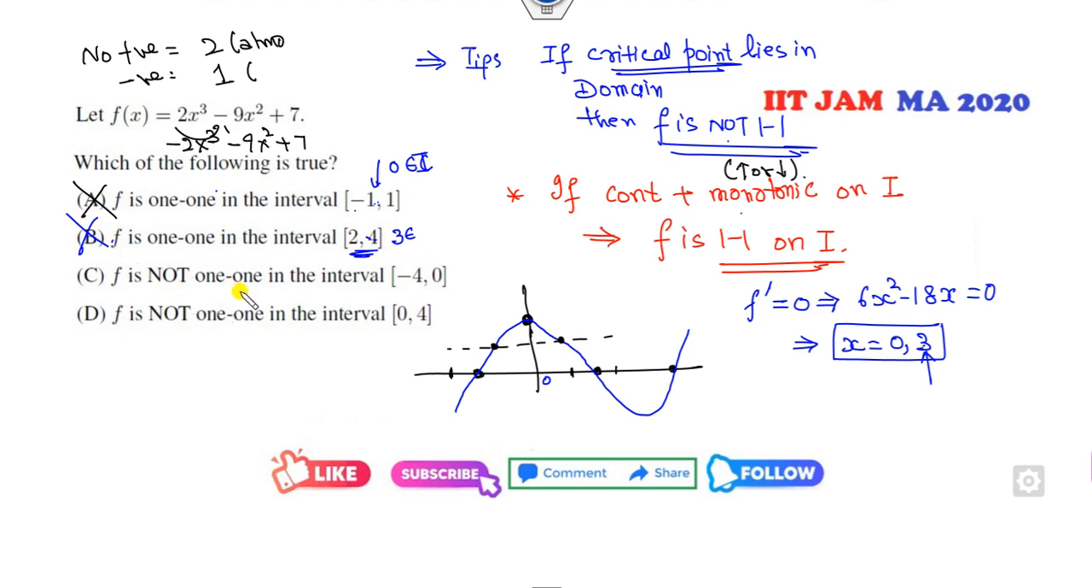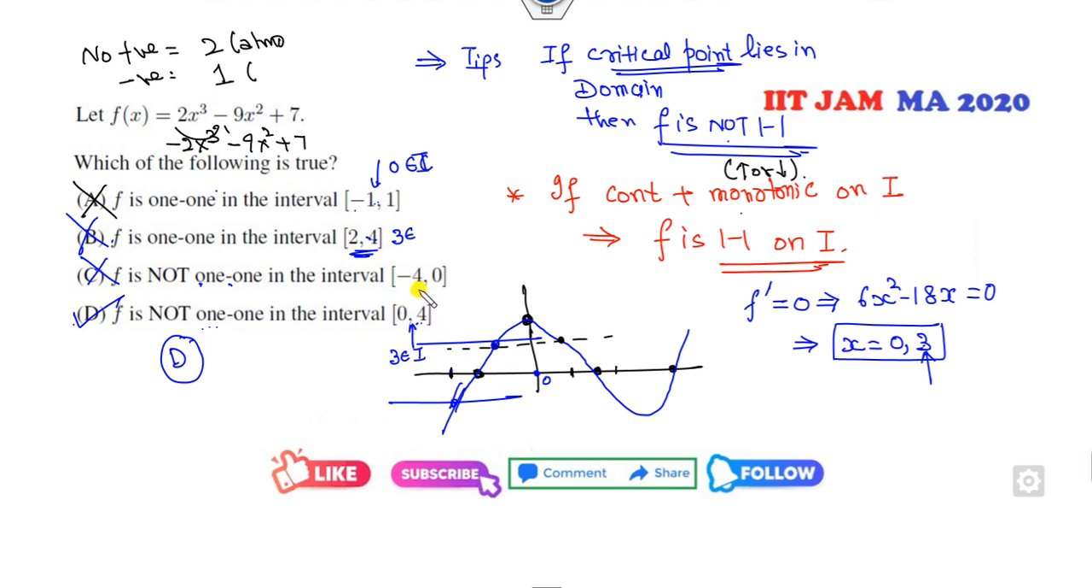It is not 1 1 in the interval minus 4 comma 0. Again you can see 3 belongs to this, so f is not 1 1. So this is the correct statement. F is not 1 1 in here, minus 4 comma 0. So 0 is here, minus 4 is something here. If you draw the line, it cuts only at one point. So this is 1 1, but he said it is not 1 1. So the right option is D.